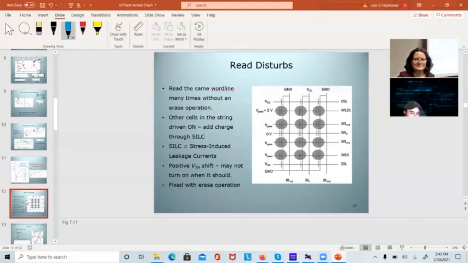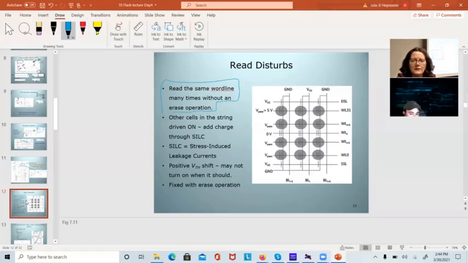Okay. Now we talked about program disturbs. Now let's say you are someone who stores your music on your flash drive and you play the same song over and over again for like a week. Yeah, that happens occasionally. There are people like that. What's going to happen? I'm reading the same word line many times without ever erasing it because I don't really want to erase this song.